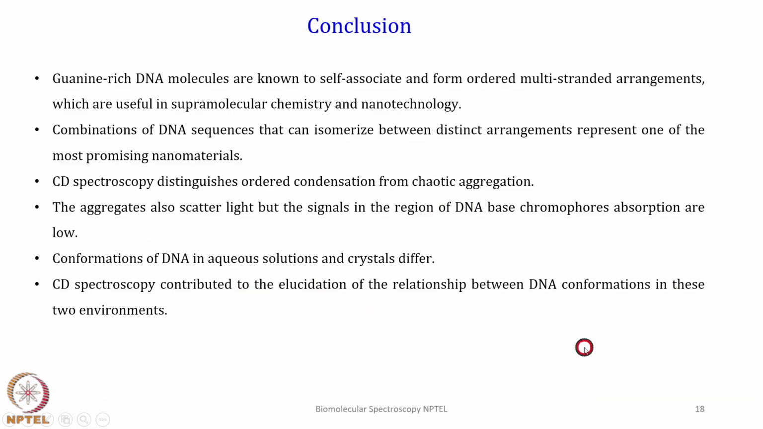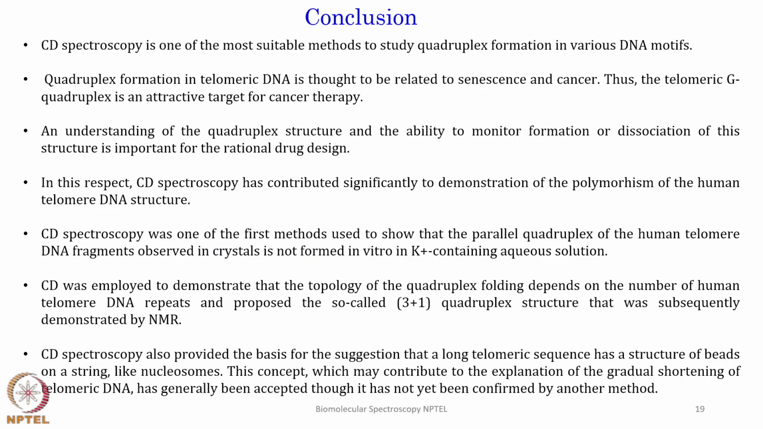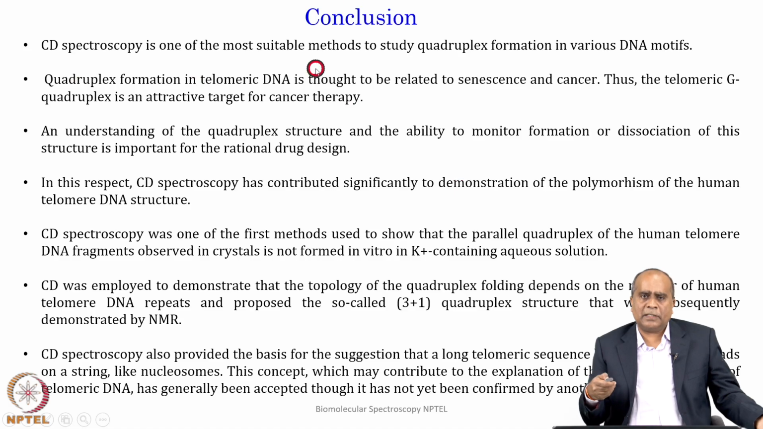Now, the conformation of DNA in aqueous solution and in crystal can differ, and CD can contribute to elucidating the relationship between DNA conformation in various environments. You saw it for alcohol environment, when salt is present, when acid is changing, how CD can be used. So, CD is one of the most suitable methods to study quadruplex formation in various DNA motifs that we have. CD can be used for understanding telomeric DNA, which is quadruplex, and it can be related to senescence and cancer, because this gives an idea about health.